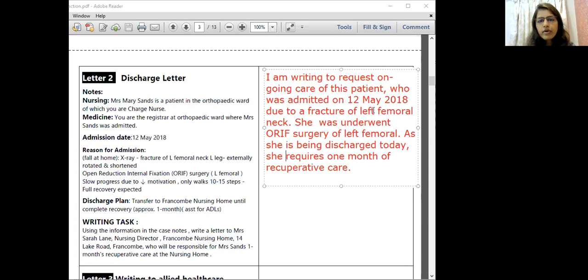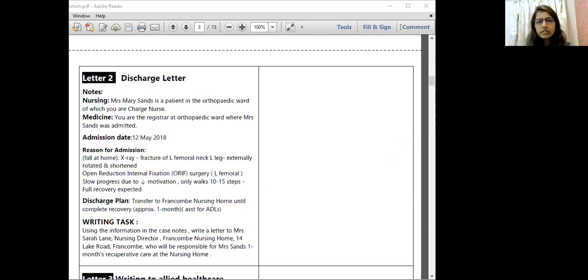But I would be more explicit here. Instead of repeating ongoing care and recuperative care, they both are the same. Instead of that, maybe I would use the word transfer, because I'm actually transferring the patient into their nursing home. So instead of using the same term 2 times, I may try to include the transfer word in my introduction paragraph.